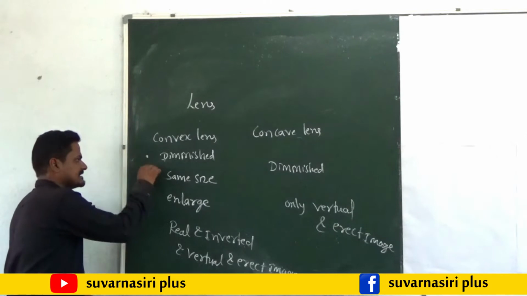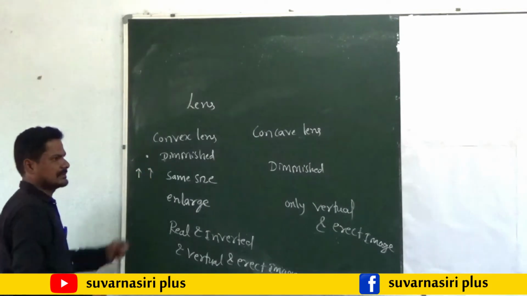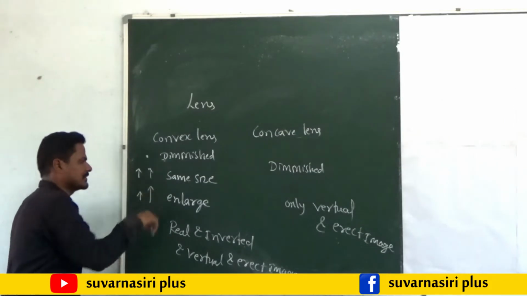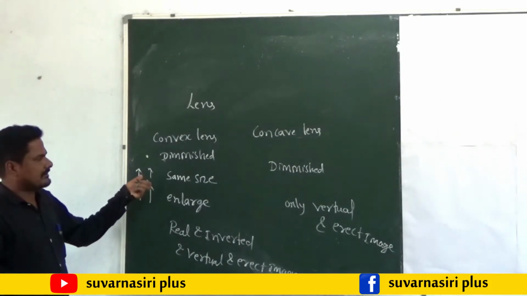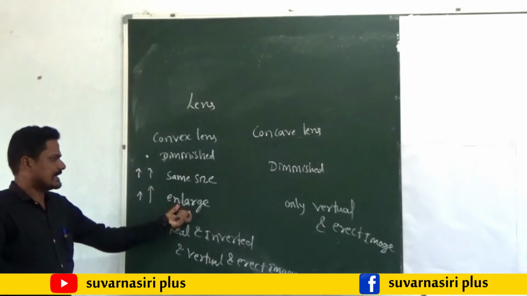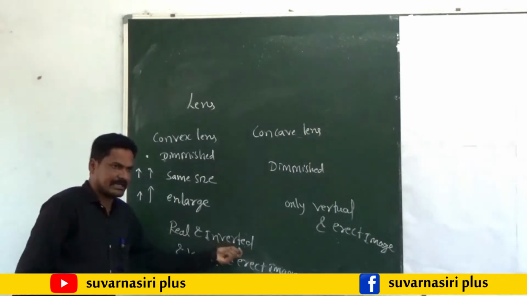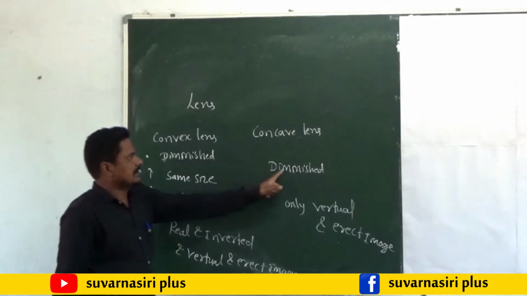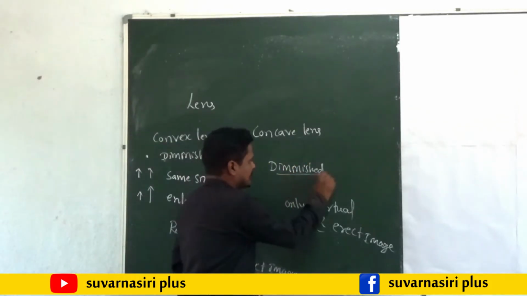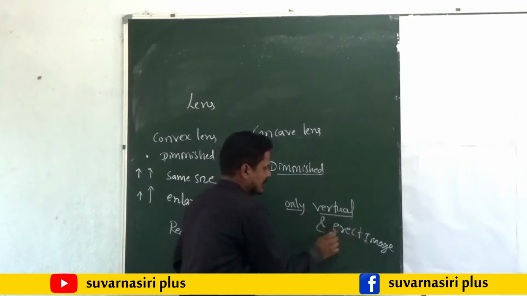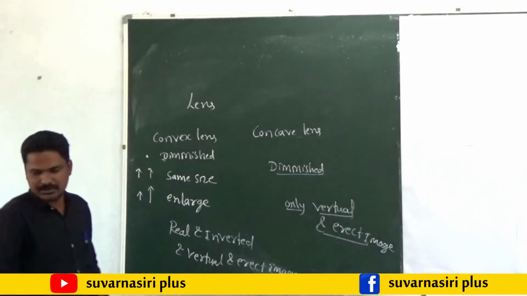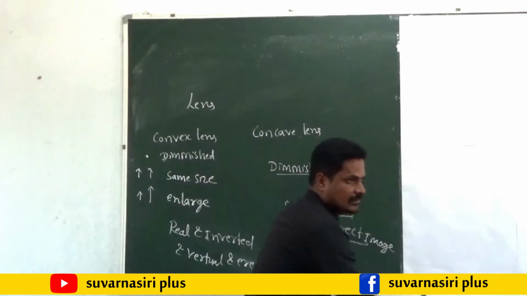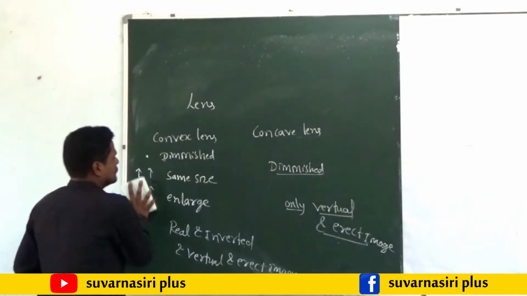Okay, so once again, it can produce diminished image and same size image. Object is 2 cm means image is also 2 cm. If object is 2 cm, it can produce 4 cm or 5 cm, an enlarged image, and it produces real and inverted and virtual and erect images. But in the case of concave lens, it can produce only diminished image. Only virtual and erect images are produced by the concave lens.